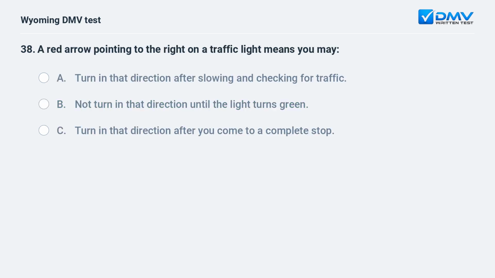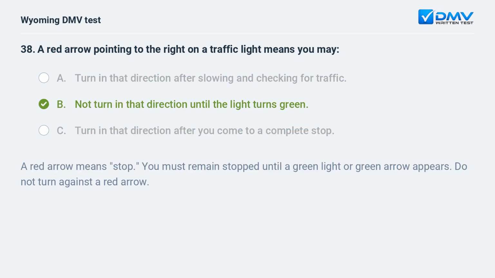A red arrow pointing to the right on a traffic light means you may A. Turn in that direction after slowing and checking for traffic. B. Not turn in that direction until the light turns green. C. Turn in that direction after you come to a complete stop. B. Not turn in that direction until the light turns green. A red arrow means stop. You must remain stopped until a green light or green arrow appears. Do not turn against a red arrow.